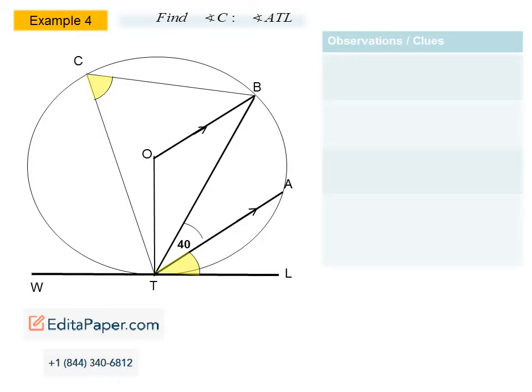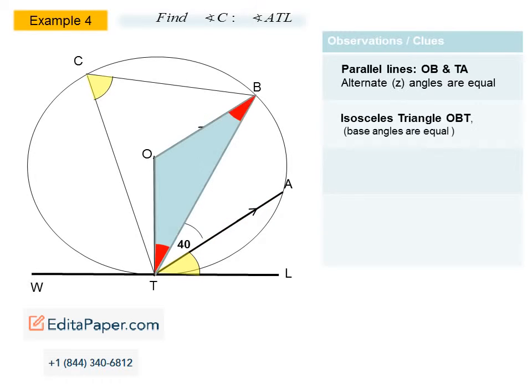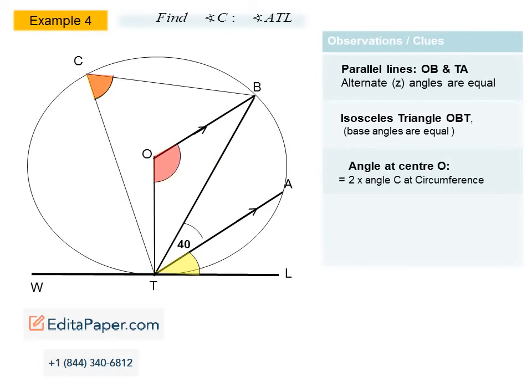In our last example, example number 4, we're asked to find the two angles shown in yellow. Let's start by observing our diagram and looking for clues, and there we note that we have two parallel lines OB and TA, and we expect then to apply the theory of alternate angles, because here we note that we have a Z angle that exists. In our second clue, we notice the isosceles triangle OBT, and of course the base angles are equal.